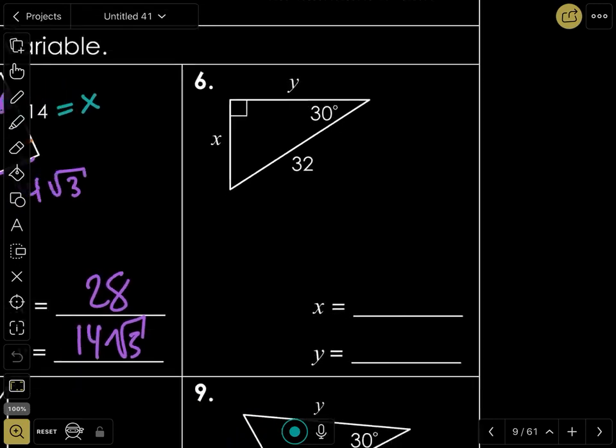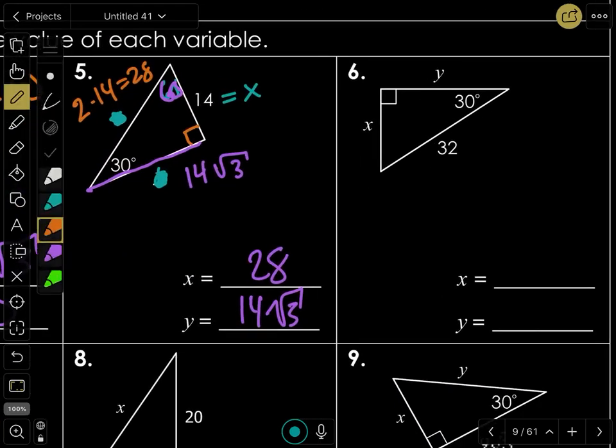Looking at number 6, thinking to myself, how did it change? Well, clearly it changed pretty dramatically. No longer were we given the side across from 30. It's not there anymore. Instead, we're given the side across from the right angle. This is the hypotenuse. And so this was 2 times our value for x.